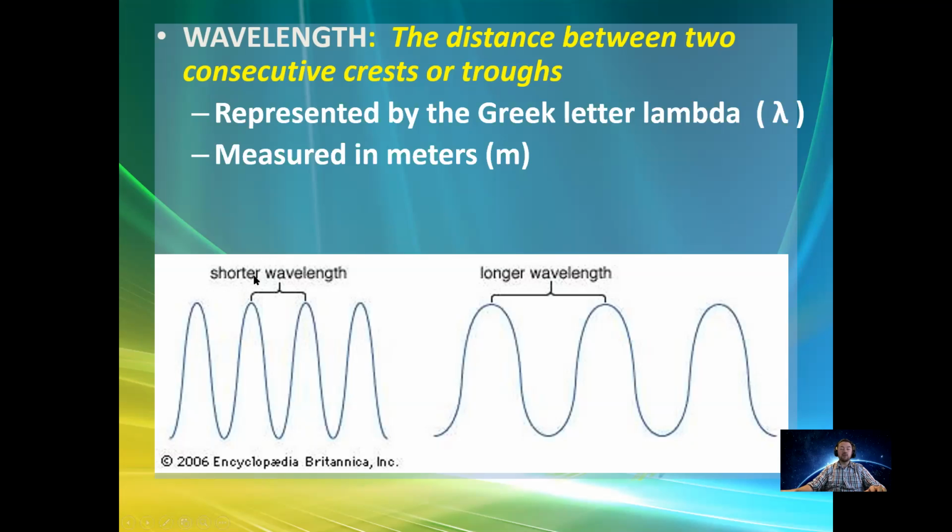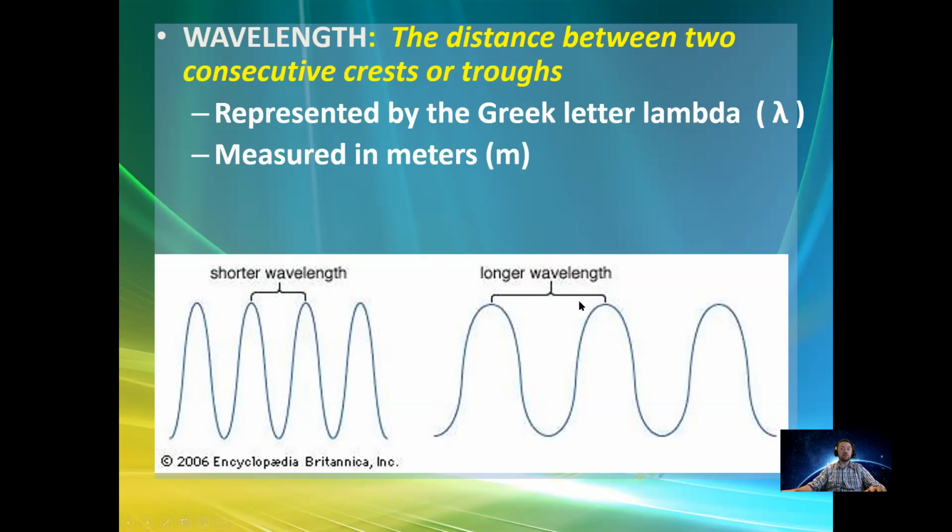So if I compare wave A here, this distance is shorter than that distance. And because this is shorter, I'm able to fit more waves on the line versus the other one. So there is a relationship between wavelength and the number of waves that you have. The shorter the wavelength, the more waves you're going to have. So shorter wavelength means higher number of waves. If you have a longer wavelength, it's the opposite. You're going to have a lower amount of waves.